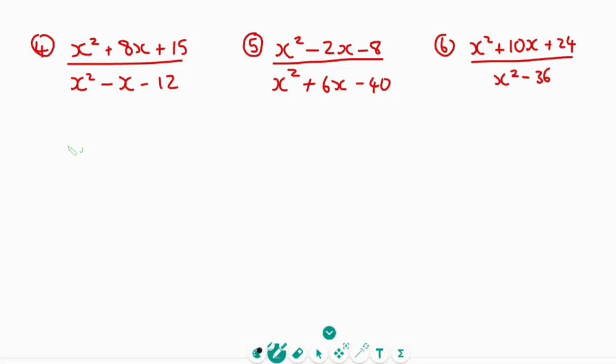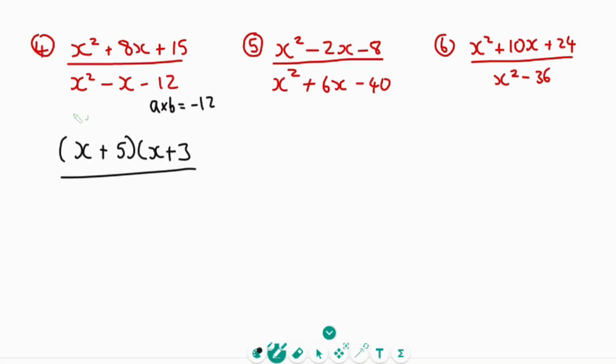Okay, question 4. x plus 5, x plus 3. Two numbers that multiply to get negative 12 and add to get negative 1x, so add in to give us negative 1. Minus 4, sorry, x minus 4. x plus 3. The x plus 3's cancel, and we're left with x plus 5 over x minus 4.